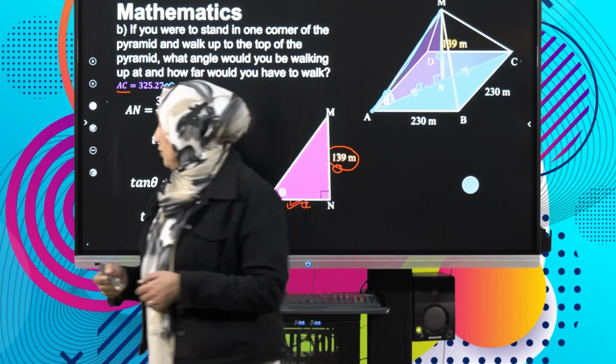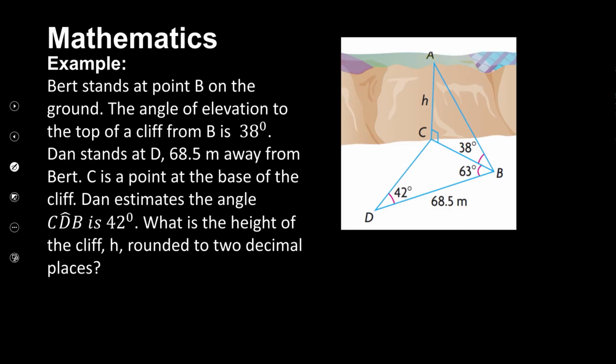Okay, let's continue. Here's our next example. In this example, Bird stands at a point B on the ground. The angle of elevation to the top of the cliff from B is 38 degrees. So we're talking about the angle of elevation, so it's the angle from the horizontal upwards is 38 degrees. And because we're talking about the horizontal upwards, we're going to notice later that this angle is going to be a 90-degree angle. And Dan stands at D, which is 685 meters away from B.